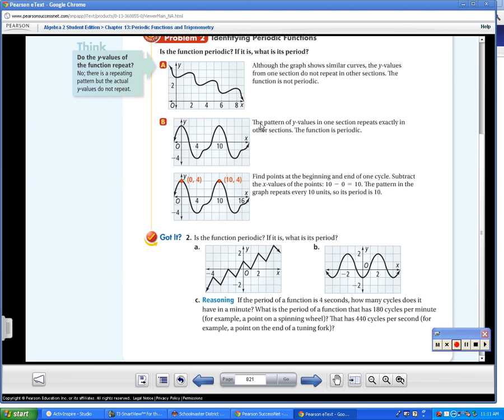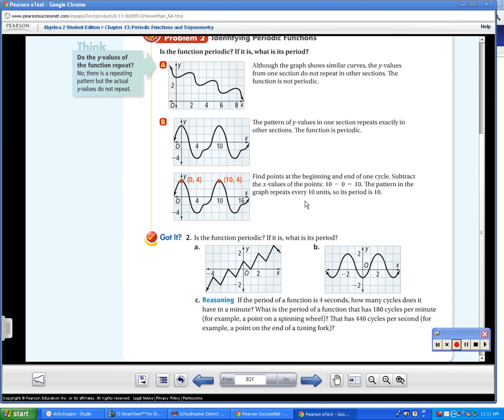If I pick this point right here, how many steps do I have to take to get over to there? 10. And I could do the same thing with this point here. It would take me 2, 4, 6, 8, 10 to get to there. Or I could do the bottom, 2, 4, 6, 8, 10 to get to there. Since the periods are the same, that means it's periodic and it has a period of 10, which is what they're going through with you right here.